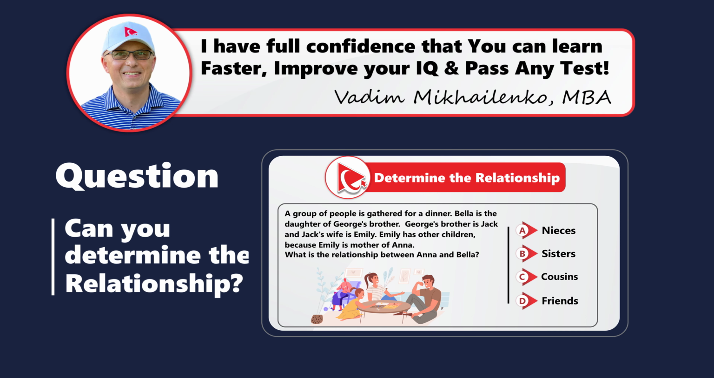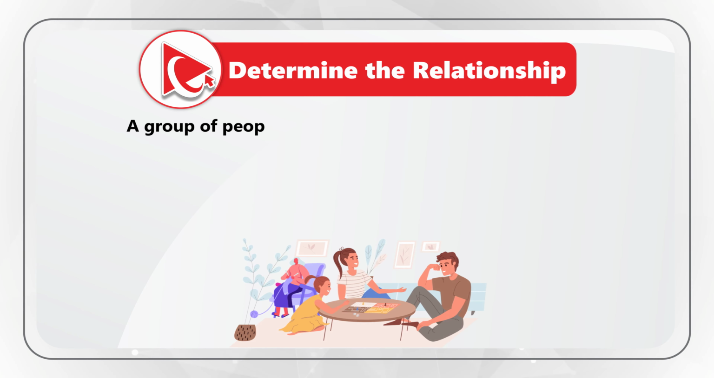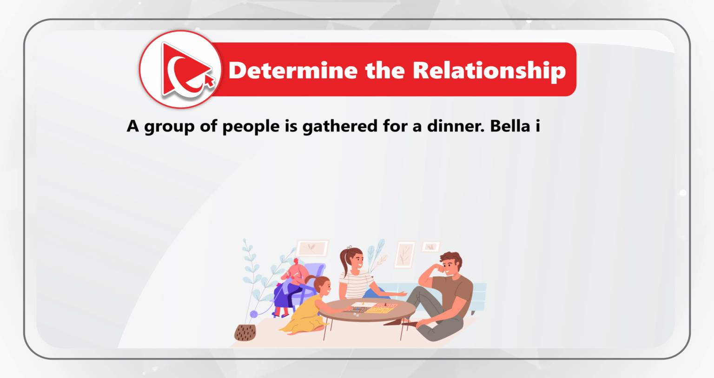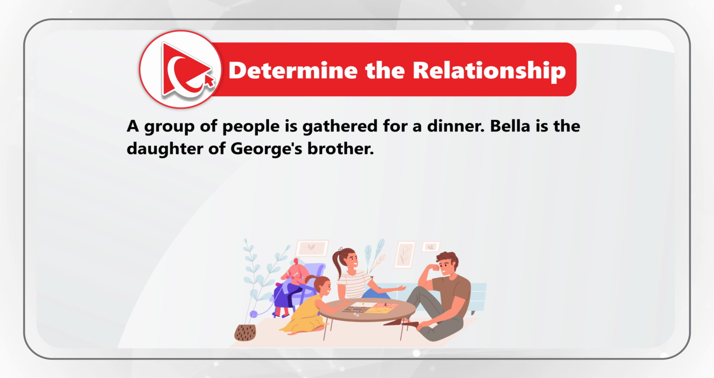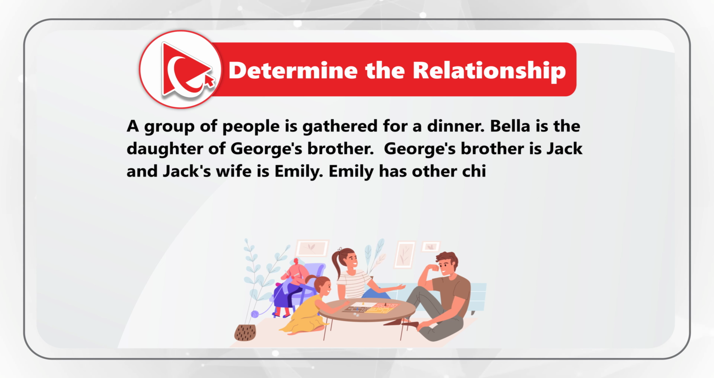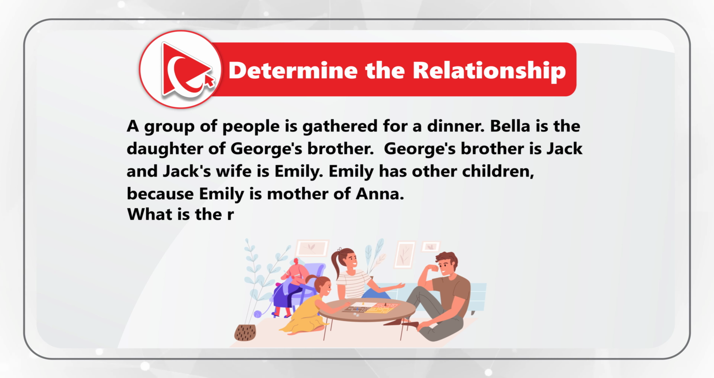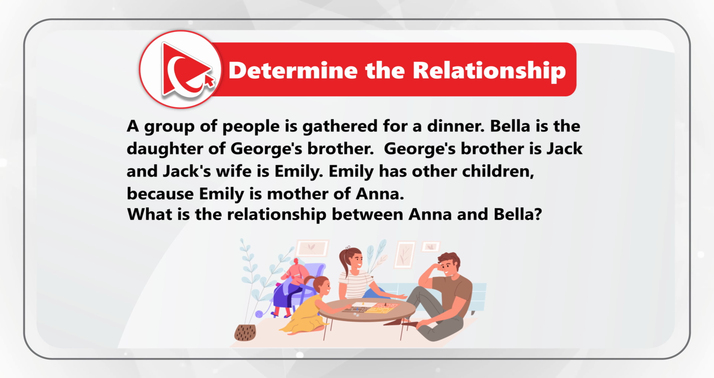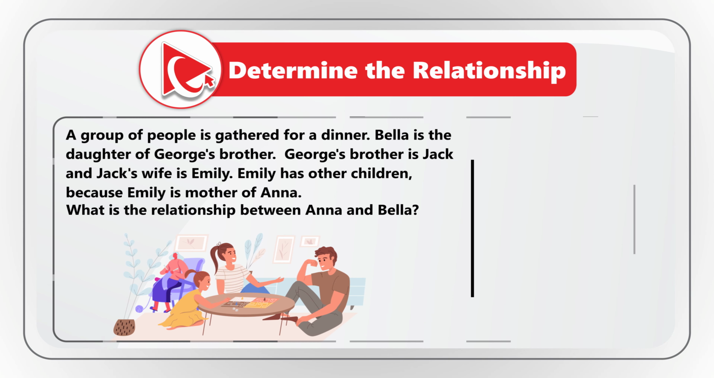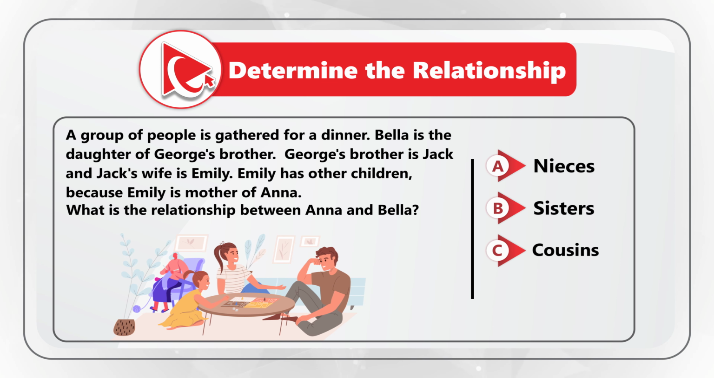Here is the family relationship question, which tests your memory and analytical skills. A group of people is gathered for a dinner. Bella is a daughter of George's brother. George's brother is Jack, and Jack's wife is Emily. Emily has other children because Emily is also a mother of Anna. What is the relationship between Anna and Bella? And you're presented with 4 different relationship choices. Choice A, they're nieces. Choice B, they're sisters. Choice C, they're cousins. And last but not least is choice D, they are friends.